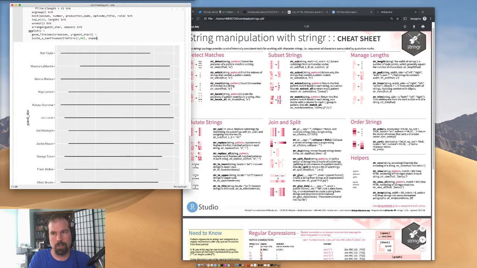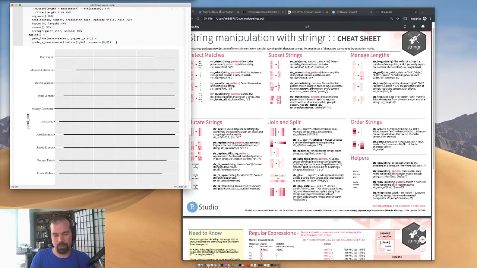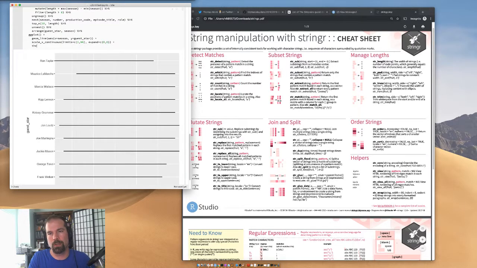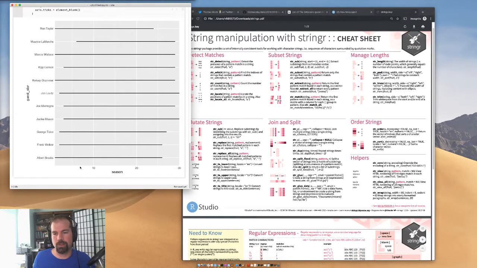Let's see. Span equals 0, 0. Maybe it was just the expansion. And I don't like those ticks on the end, so anything visually that you want to do, you do with a theme. So we'll do axis.ticks equals element blank. So now we don't have the ticks.